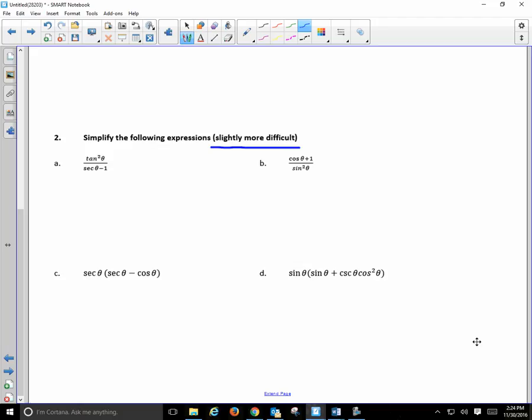So here's what I do. I look at the tangent squared of theta over secant minus 1. And right away, your attention might be drawn to secant minus 1.